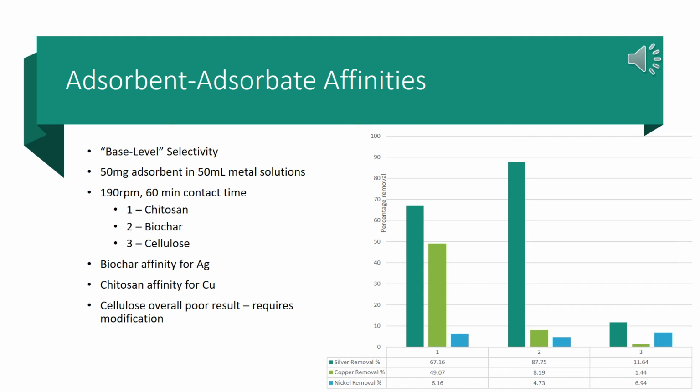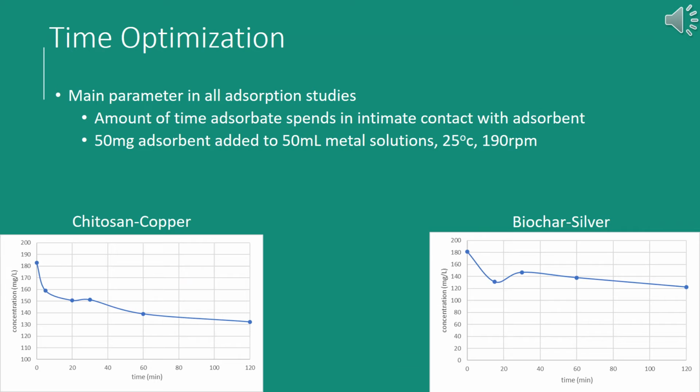The first main experiment was conducted to identify which adsorbents had the most affinities for which adsorbates. And you can see here, 1 refers to chitosan, 2 refers to biochar, and 3 refers to cellulose. You can see biochar was very, very good at removing silver from solutions. Chitosan was quite good at removing both silver and copper from solutions, but cellulose was quite poor at adsorbing all of the metals that we tested, so you can say that cellulose requires some modification for it to be effective.